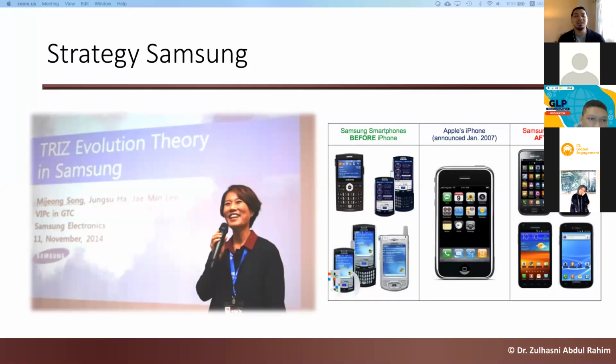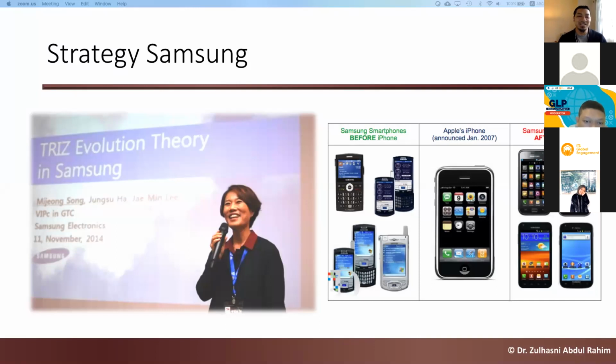Whatever smartphone you have, the AMOLED screen you use belongs to Samsung. At Samsung, from the vice president and president down to the engineers, all of them learn TRIZ.